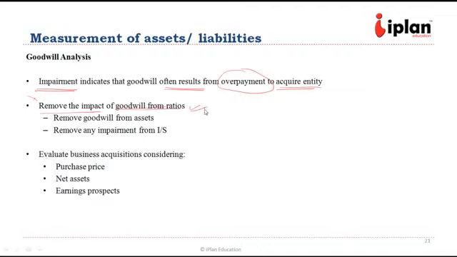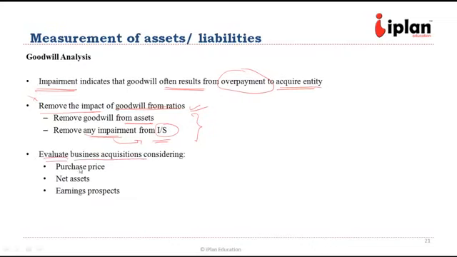We should remove the impact of goodwill when we are calculating the ratios. So it should be removed from the assets. And if there is an impairment which has been charged in the income statement, even that has to be removed. Once the impact is removed, only then will we be able to fairly calculate the ratios and compare them across the industry.